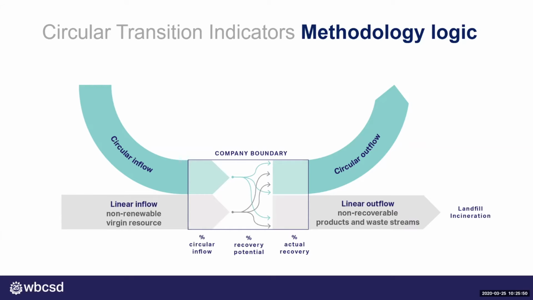This circular performance is expressed in a percentage for circular inflow and circular outflow, and it represents the balance between the circular material flows and the linear material flows. It is determined by analysis at 3 key intervention points. First of all, the point of inflow. How much of the company's sourced materials is circular?